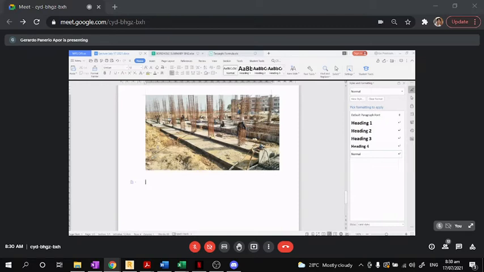So, steps in designing a footing, let us say a spread footing. This is the most common, the spread footing. Okay, I will outline it. These are just a few steps. Number 1. Make a table.